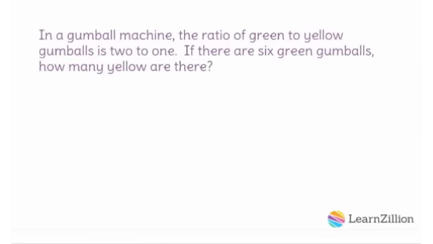In a gumball machine, the ratio of green to yellow gumballs is 2 to 1. If there are 6 green gumballs, how many yellow gumballs are there? We can represent this 2 to 1 green to yellow gumball ratio using a picture.